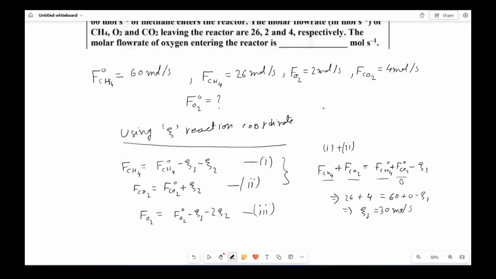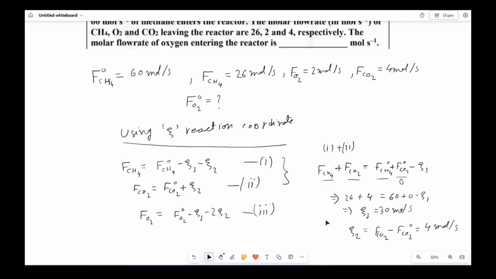Similarly, using equation 2, we get zeta 2 equals FCO2 minus FCO2 naught. Since CO2 is present at 4 mole per second, zeta 2 is 4 mole per second. Remember, the extent of reaction or reaction coordinate has units of moles or moles per second, whatever you are using in the system.